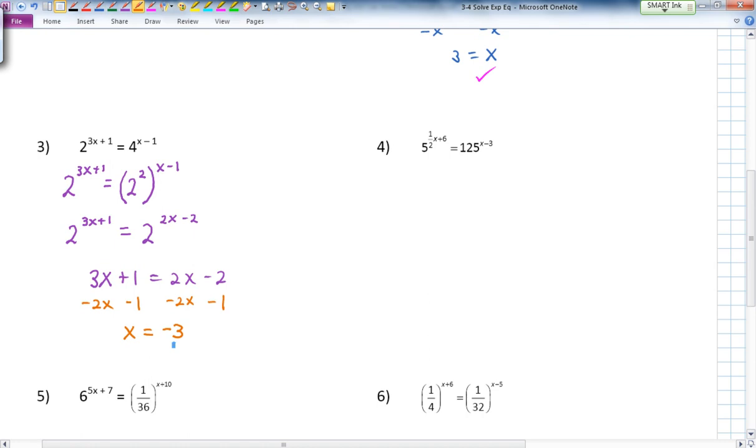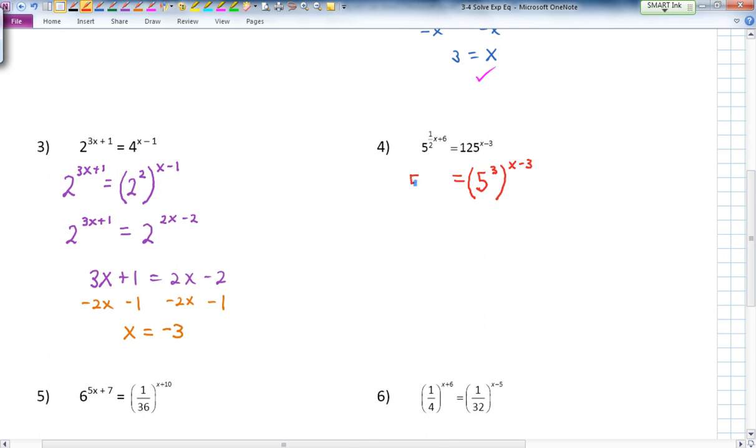Okay? Number 4 gets a little bit trickier because now we're dealing with fractions and/or fractional exponents. But we still look at the bases, and you can see that the base of 5 on the left, you cannot break that down anymore. So the left side we're going to leave alone, and the right side we're going to give an equivalent base. In other words, we're going to break 125 down into 5 to what power? To the 3rd power. So I would write 5 to the 3rd power. I would raise that whole thing to the power of x minus 3.